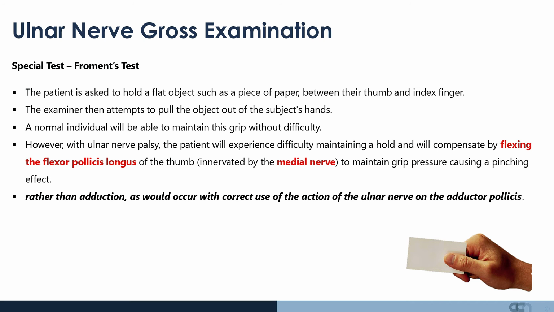So rather than adduction, as would occur with the correct use and action of the ulnar nerve, the patient would try to flex their flexor pollicis longus. This would be a positive Froment test indicating ulnar nerve damage.